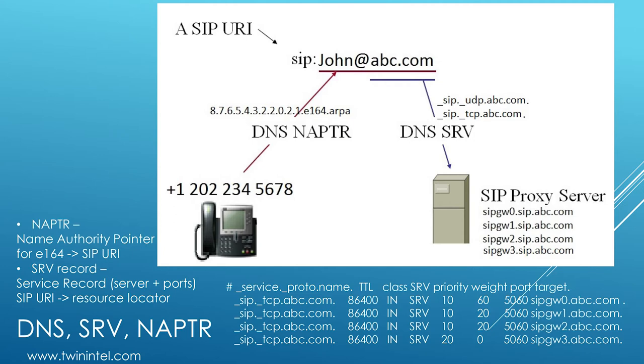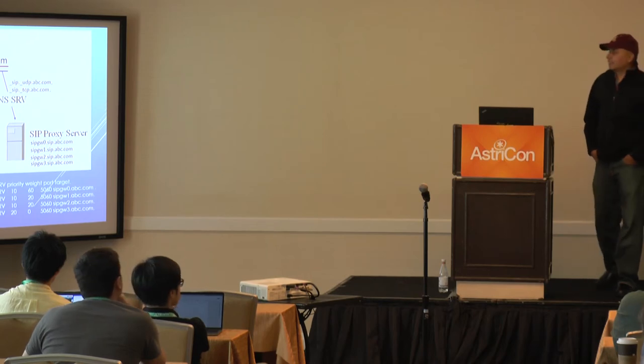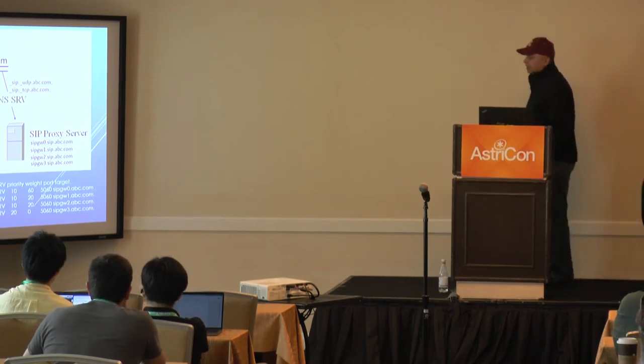What does it mean when you get this sort of SRV record? What does the endpoint do in this case? How does it connect to, for example, that server? Yes, exactly. So you can do load balancing.